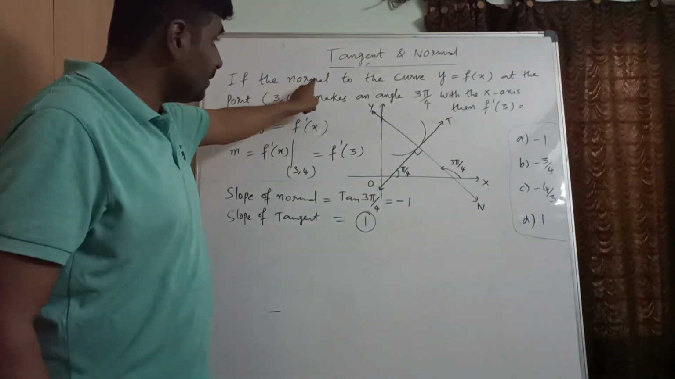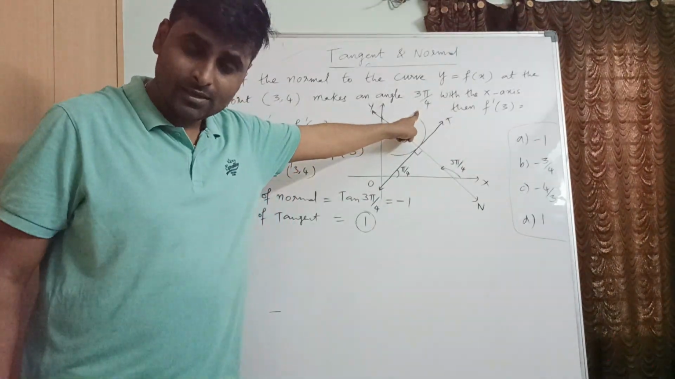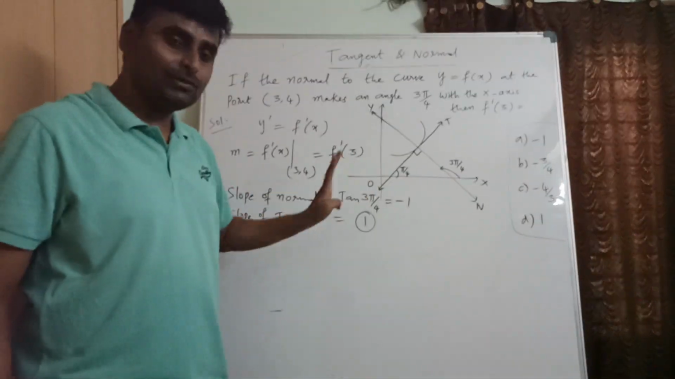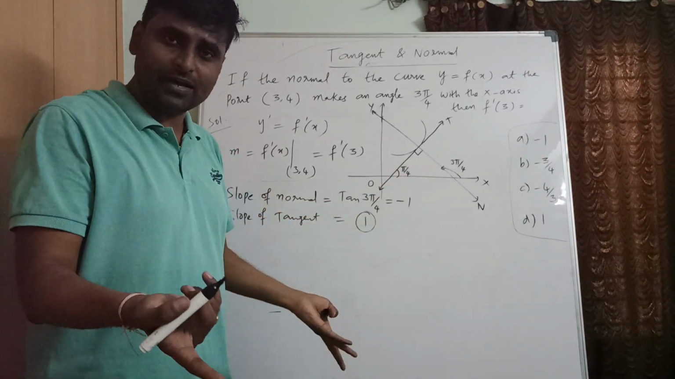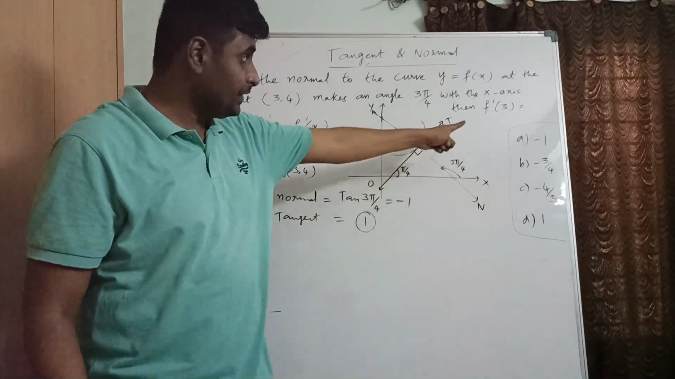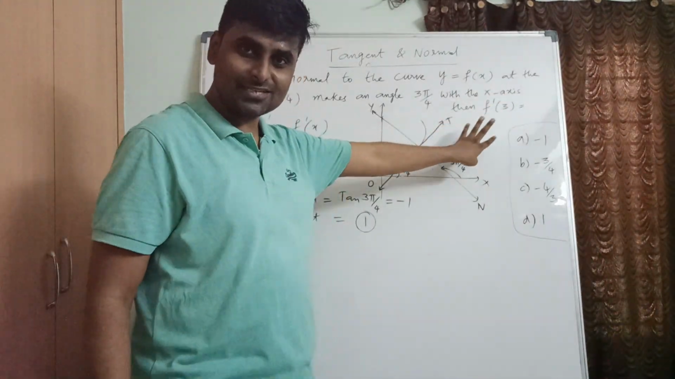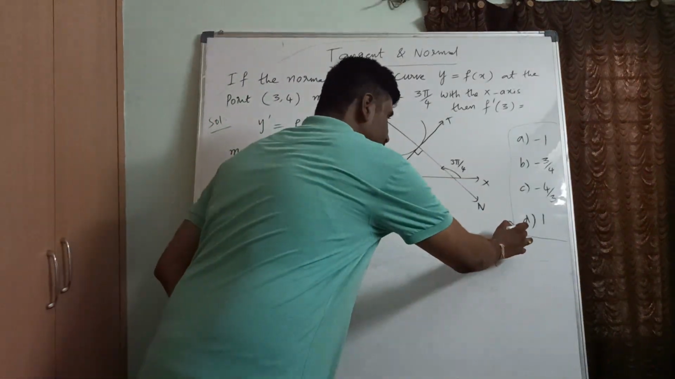See, whenever normal is making 3 pi by 4, so tangent makes pi by 4. Whenever the angle is pi by 4 for tangent, tan 45 is 1, the slope, because we are finding slope only. F dash of 3, slope. Correct? So option D is correct.